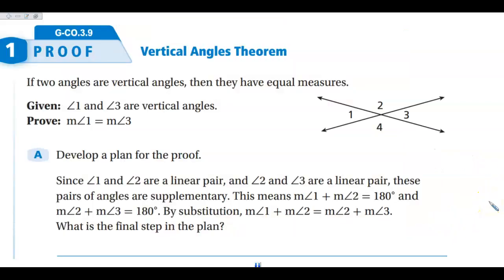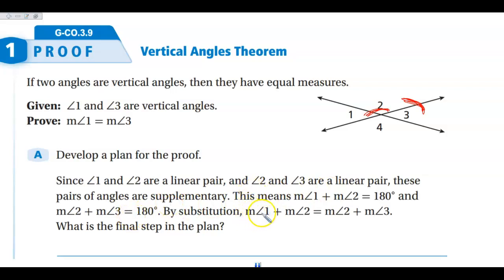Let's take a look at a proof of the vertical angles theorem. So what we're really doing here is we're going to start by coming up with a plan. We're going to show that if angles 1 and 3 are vertical angles, their measures are equal. I'm going to have a linear pair here, which means they're supplementary, which means they're going to add to 180. Then I have a linear pair here, which means they're supplementary and they're going to add to 180. So both of those are going to add to 180.